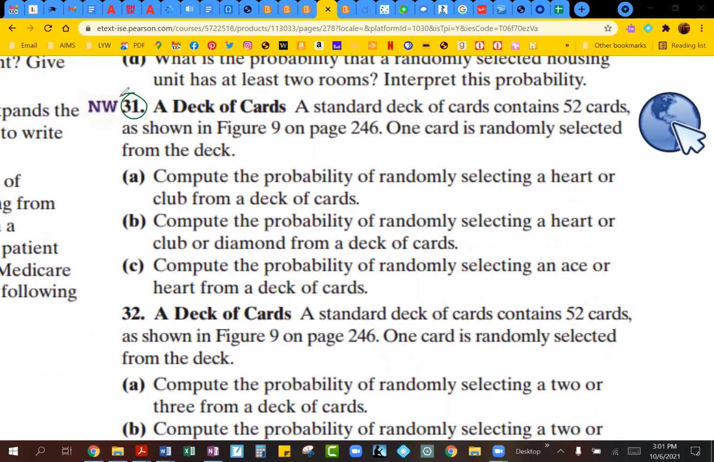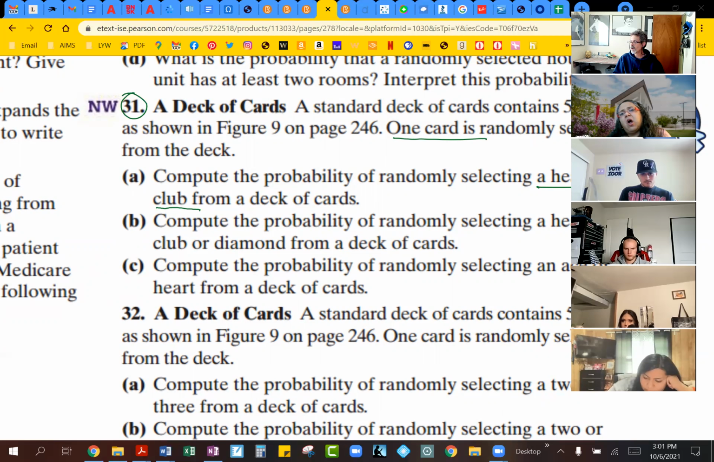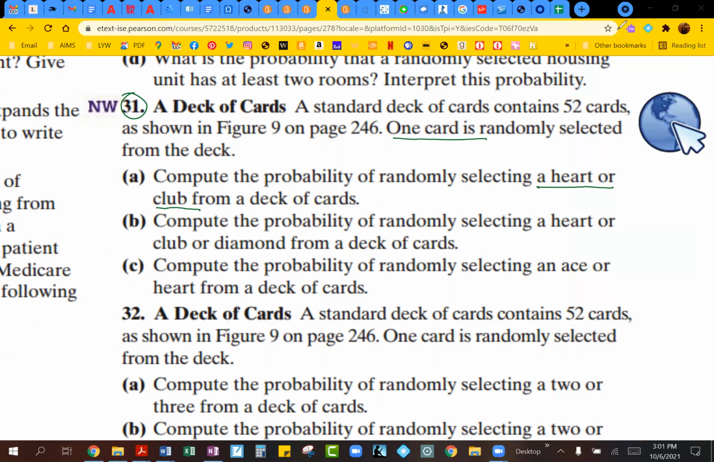Okay, so the first one, they're saying one card is randomly selected from the deck. Compute the probability of randomly selecting a heart or a club from our deck of cards. So what is the probability that the one card we selected will be a heart or a club? This is where we first have to think about, are they mutually exclusive events? Can one card be a heart and a club at the same time? No, right? Because they're two different suits. So obviously there will be no overlap.